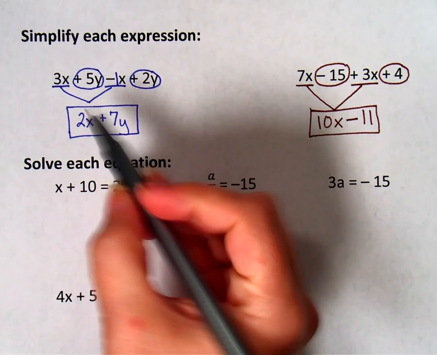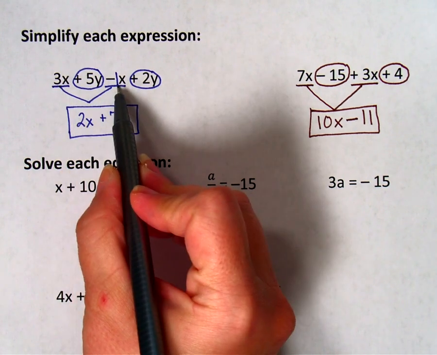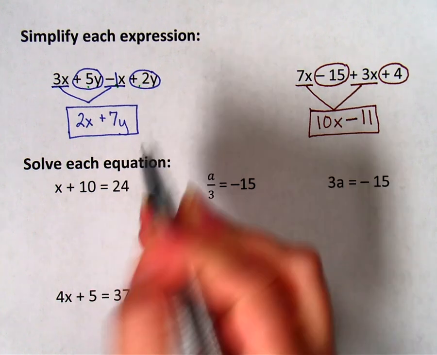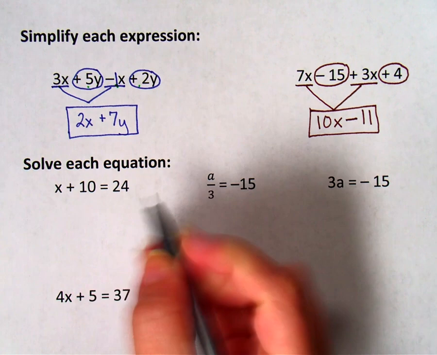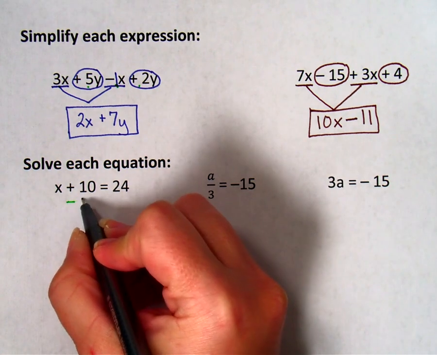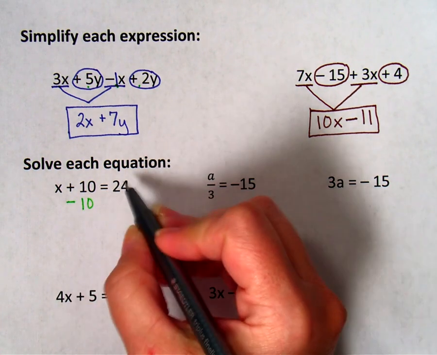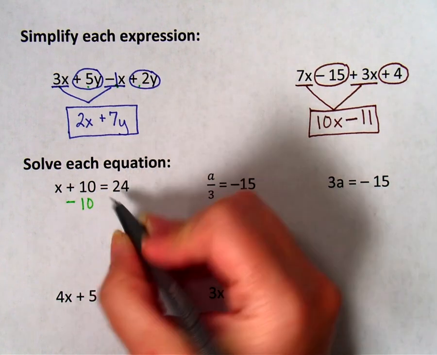So up here I had a positive 3x, a minus 1x, so I subtracted. I had a positive and a positive, so I added. Here I have a positive 10, but I need to move it to the other side of the equals. So that's when we're going to do the opposite. Only when you're moving to the other side of the equals, not if there's no equals at all.